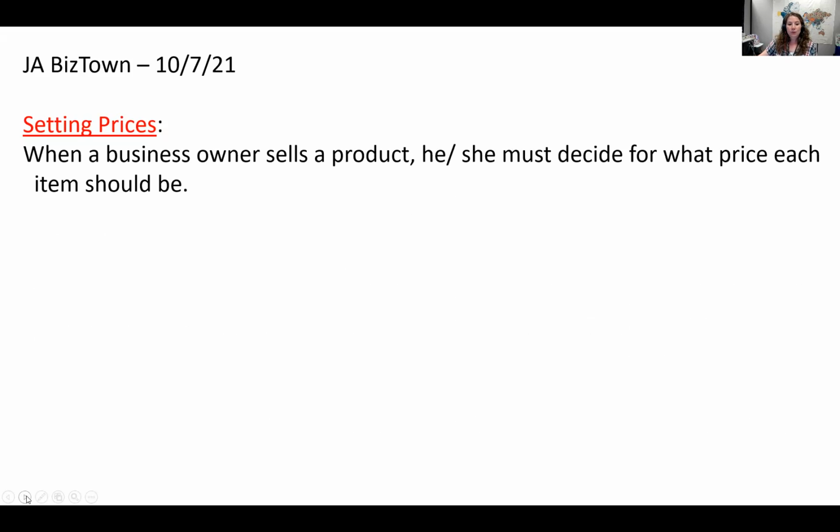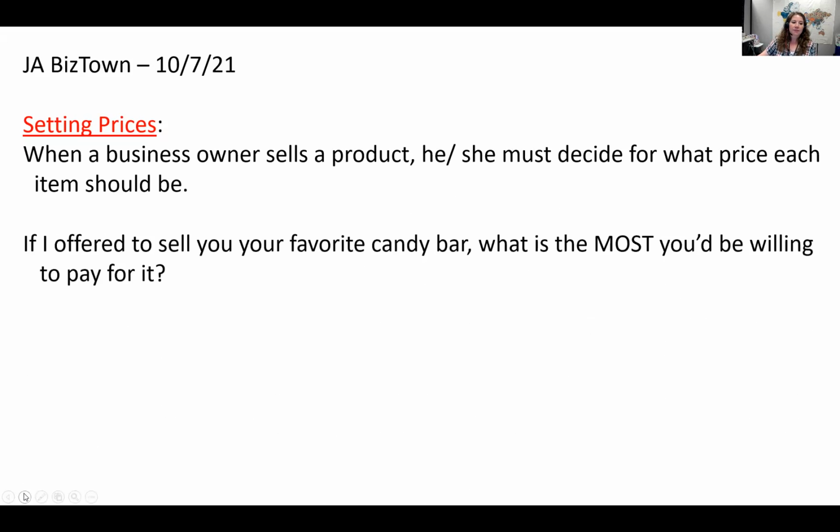When a business owner sells a product, he or she must decide what price to charge for each item. If I offer to sell you your favorite candy bar, what is the most you'd be willing to pay for it? Well, it depends. If I'm pretty hungry and I have some cash in my pocket, I may give you $3 or $4 for that candy bar. But if you've just eaten, you don't have a lot of money, and you're not very interested, you may not be willing to give me very much money for it at all.